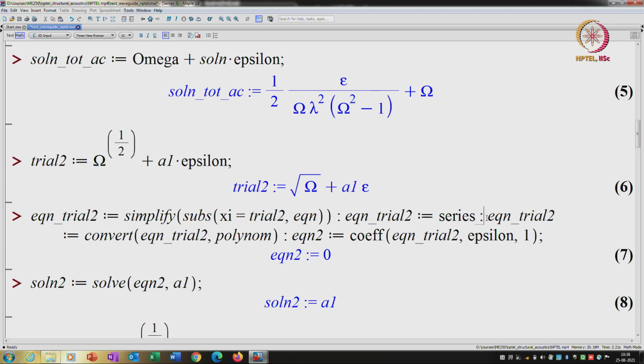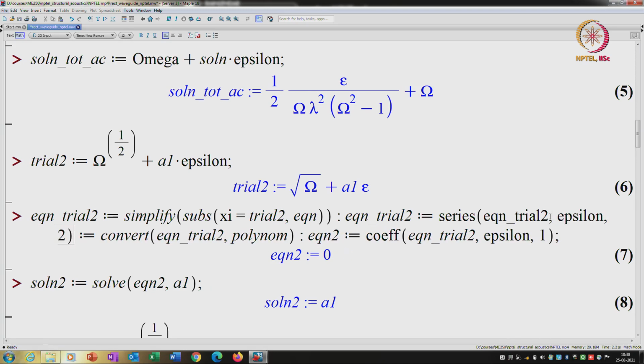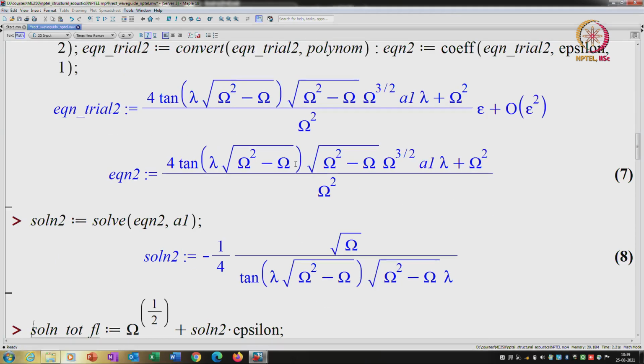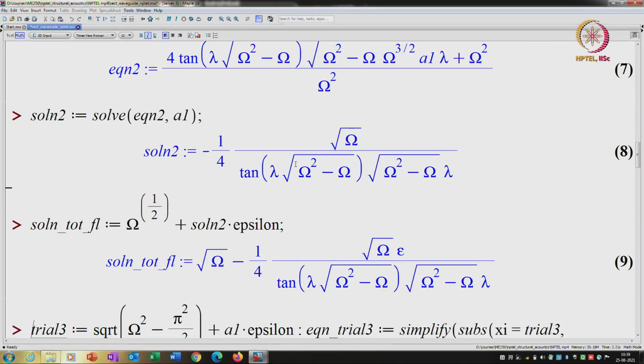Okay, something changed here, so I will series equation trial, series equation trial to, epsilon comma 2. Then equation 2, yeah, it should work now. So let us start here, trial 2. Then solve it. Okay, then add as a solution.